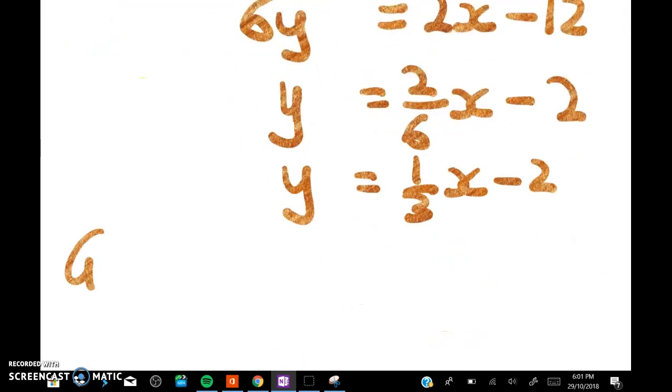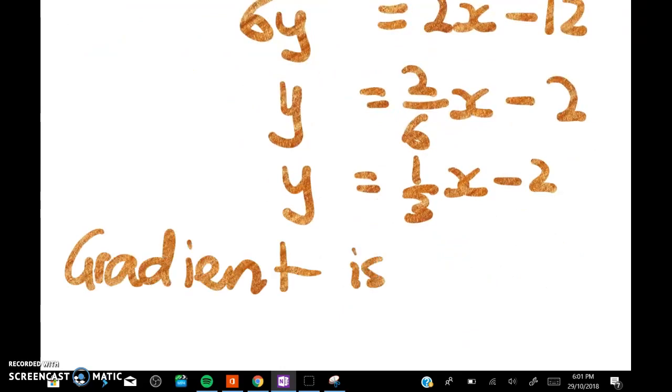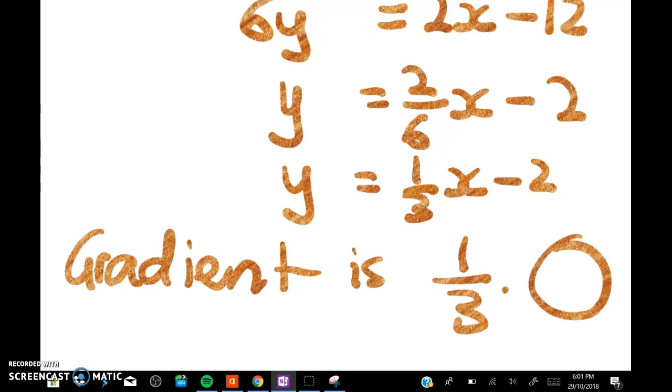So the gradient is 1/3. Right, and we're done. Okay, so that was the first excellence question in the 2016 paper.